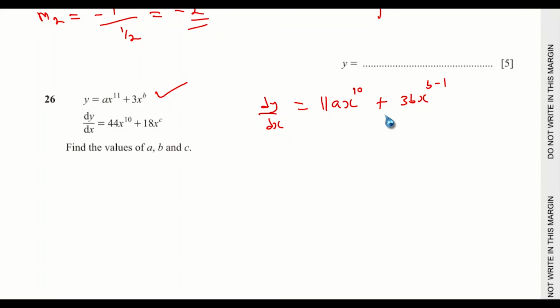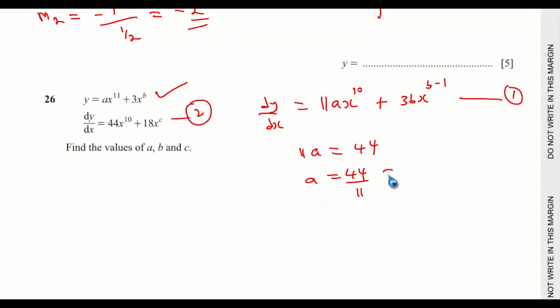Okay, so if you compare, I can call this one 1. So let me call this 2. If I compare the two equations 1 and 2, it is clear that 11a is equal to 44 by comparison. Which implies a equals 44 over 11, which is equal to 4. So the value of a equals 4.